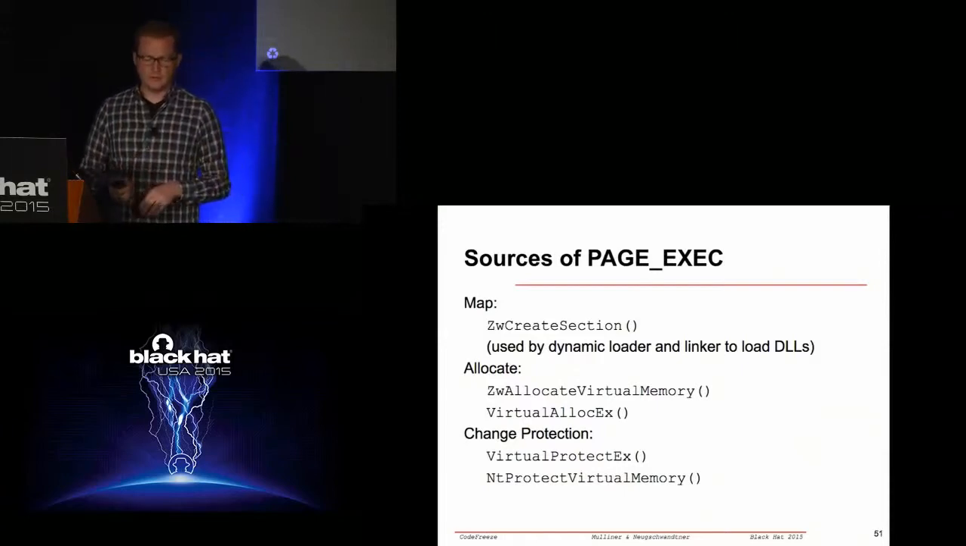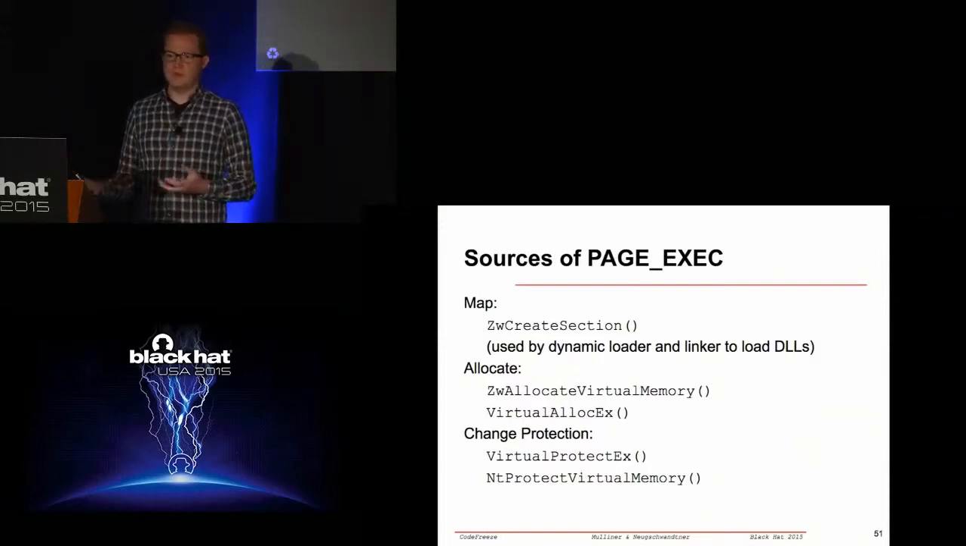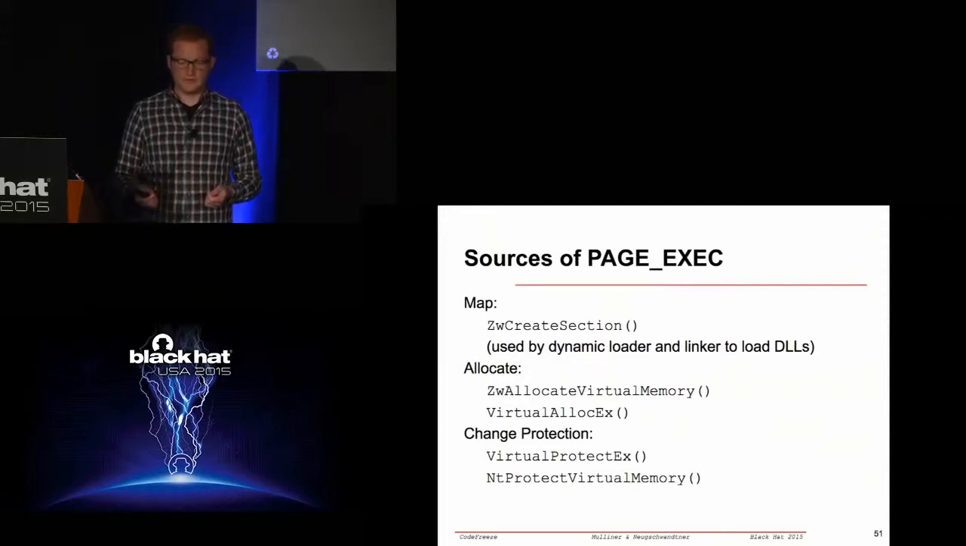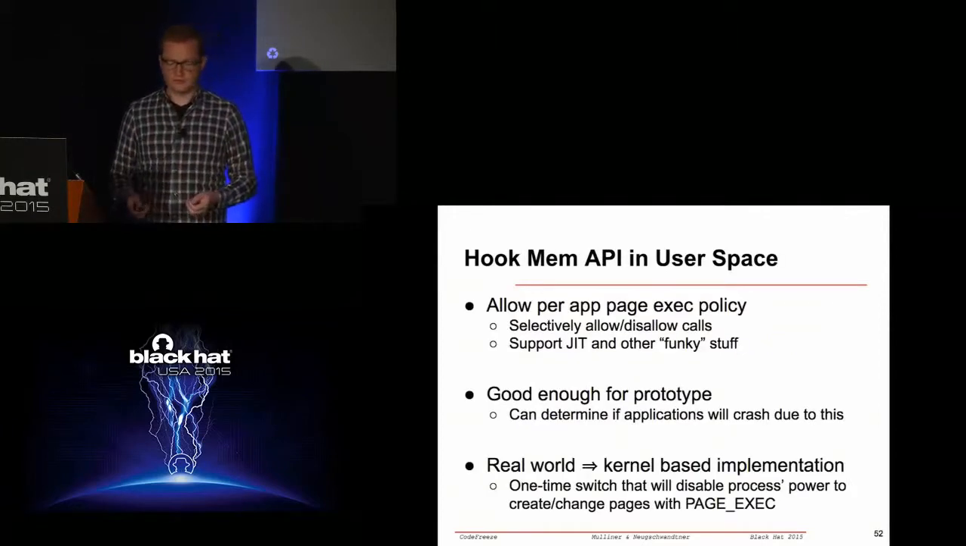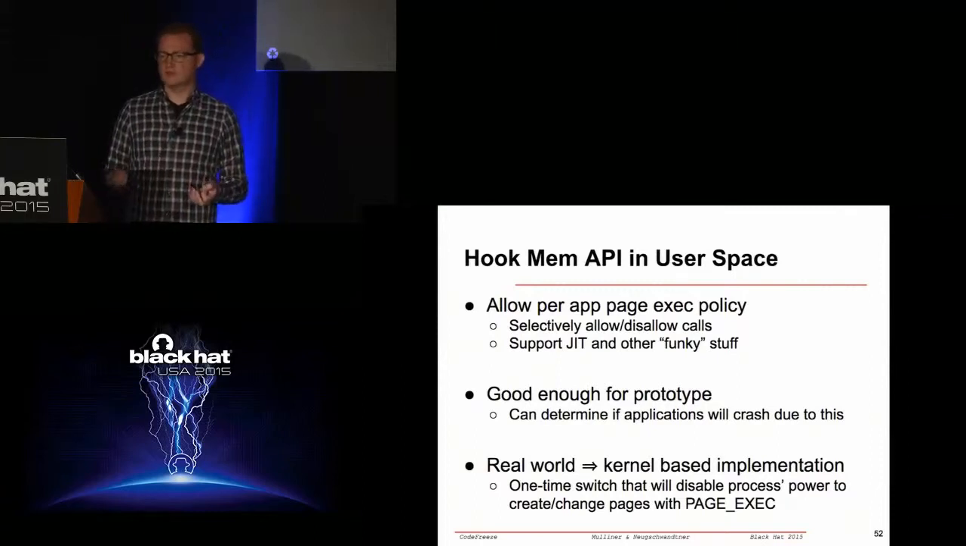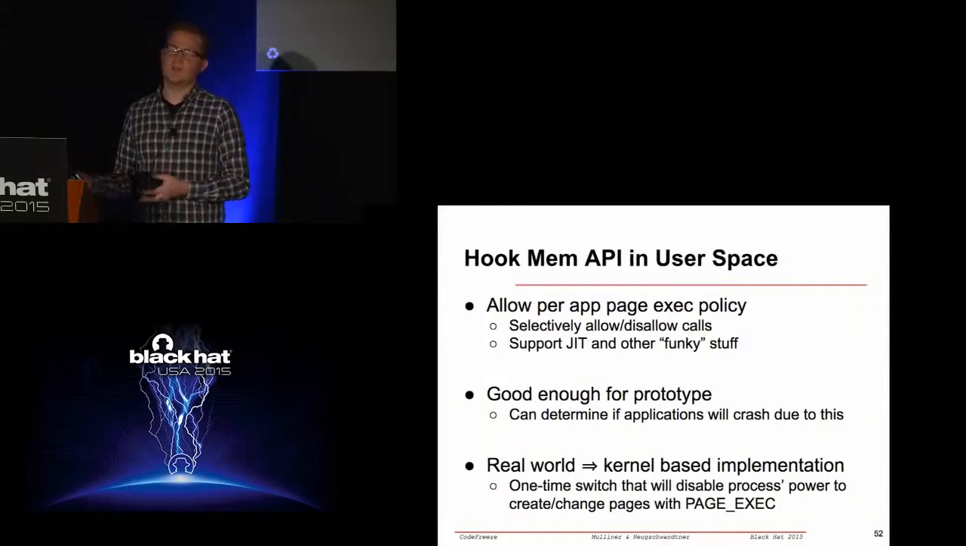Some sources of page exec are, of course, if you map a file to memory with ZwCreateSection, or if you allocate memory. And of course, you can also change memory protections with other functionality. So what we basically do right now is hook those functions in user space, and with this we can selectively switch off certain functionality. For example, you can say this application cannot create more file mappings where you get executable pages.